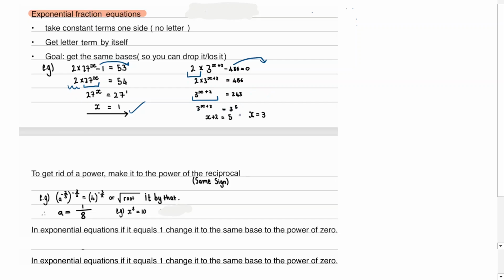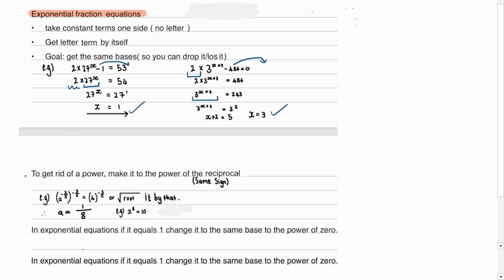Now that they've got the same bases, it means that x plus 2 must equal 5. So I can take it across and x just equals 3. And that's how I would approach exponential equations. There are two tough exceptions, but I'll look at that in another video.